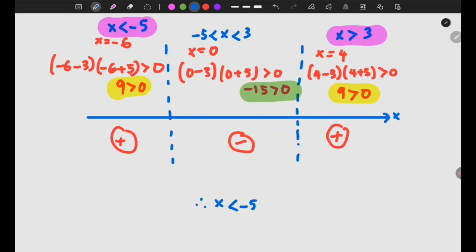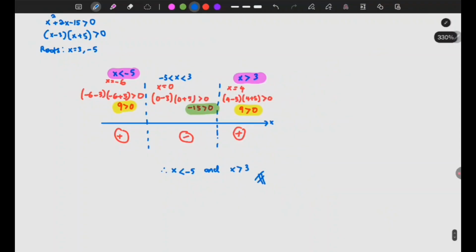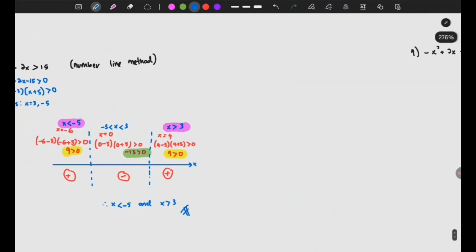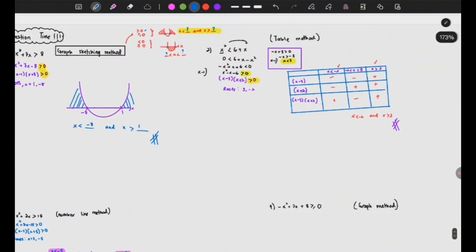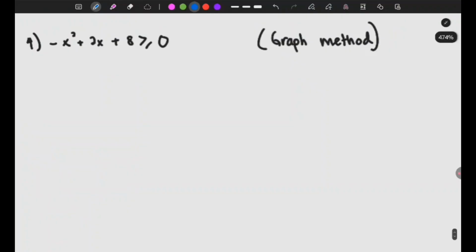This is number line. And now again the graph method. So I think I explained all the methods already. Negative x squared plus 2x plus 8, and this time more than or equal to 0. So now you got a negative. Negative, actually the best way is you remove the negative. I don't like negative. So you have to remove the negative, it makes the equation ugly.